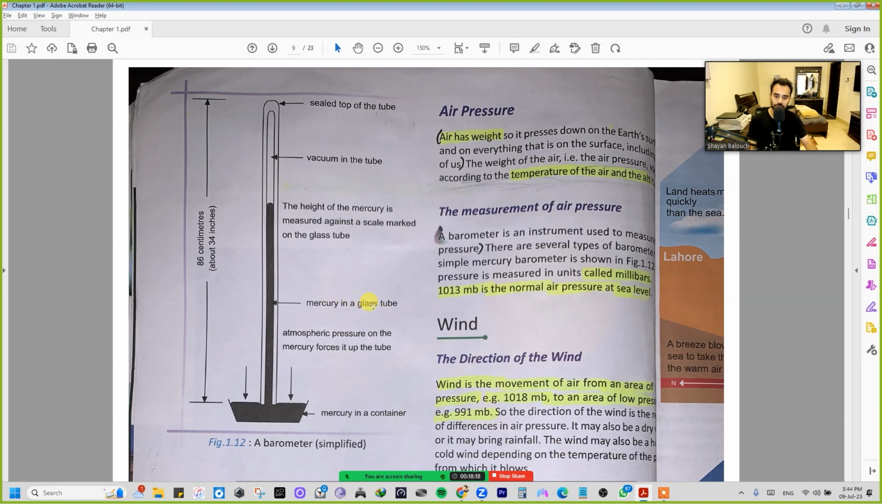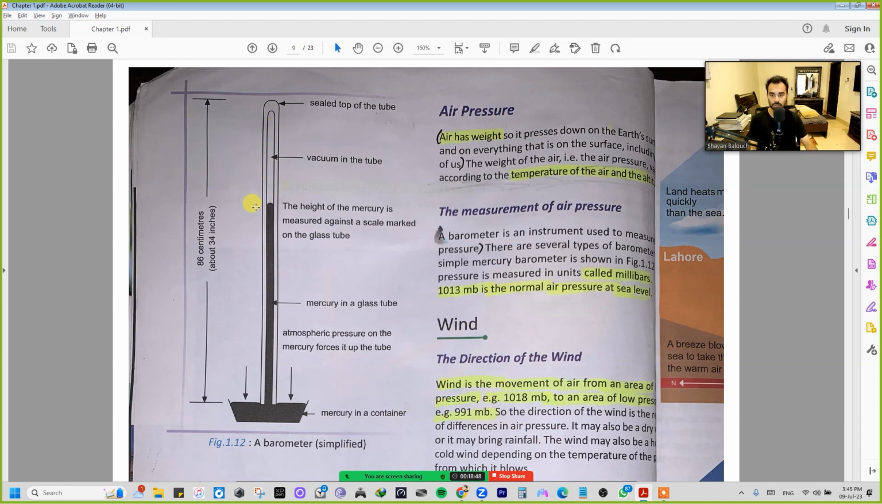So what it says is mercury in a glass tube. Now there is mercury in it, right? And this is mercury in the container as well. What it does is that atmospheric pressure on the mercury forces it up in the tube. Now what does it say here? The height of the mercury is measured against the scale marked on the glass tube. Vacuum in the tube, sealed at the top. There is a little vacuum in it, and there's a seal at the top as well. Vacuum means there's no air, because if there were air here, the mercury definitely could not go up. So they make sure that there's no air, there's vacuum, nothing inside it.